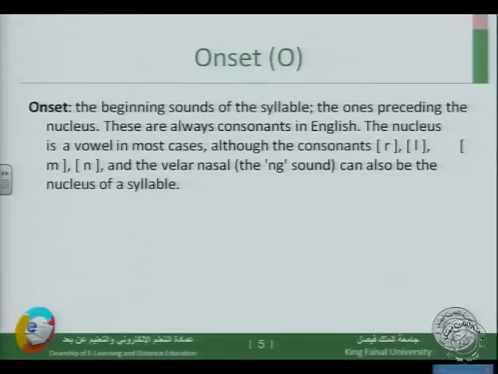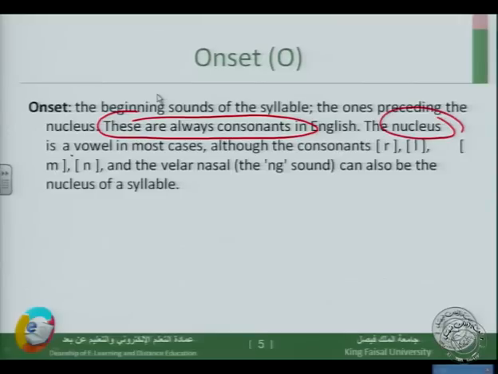The first part of the syllable, we've talked about the onset, and we said the onset is the beginning sounds of the syllable, the ones preceding the nucleus. Preceding, يعني جاءت سابقة, before it. They're always consonants in English. These are always consonants in English. هذه مهمة. We need to understand it. So all onsets are always consonants in English. The nucleus is a vowel in most cases.